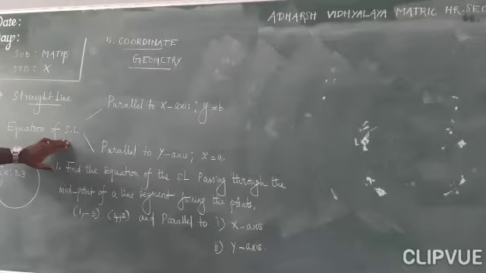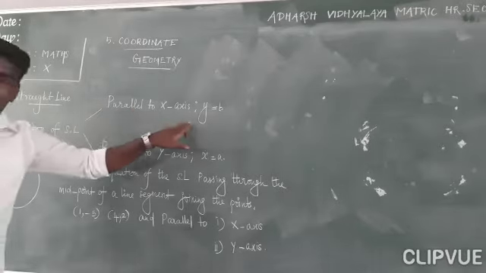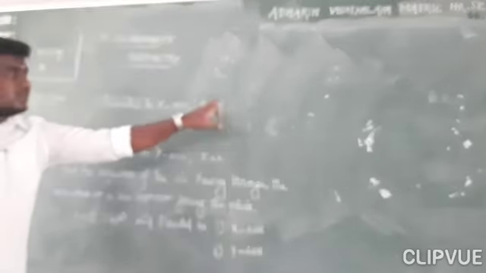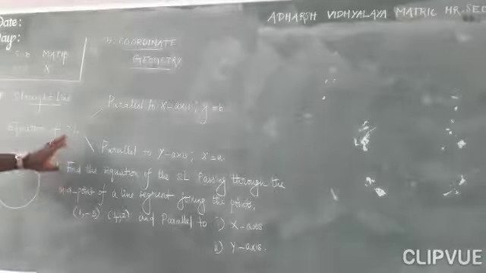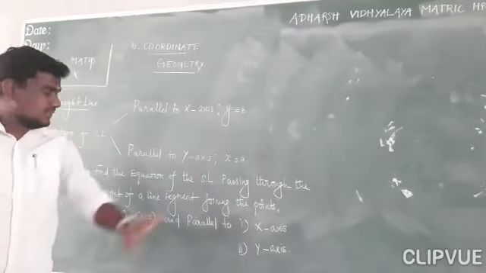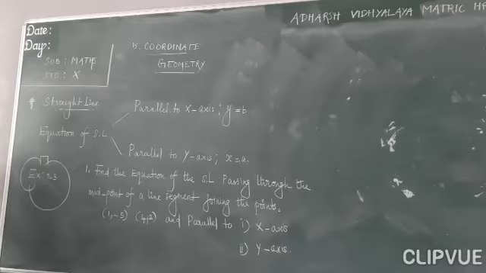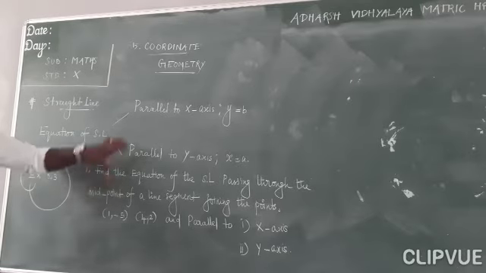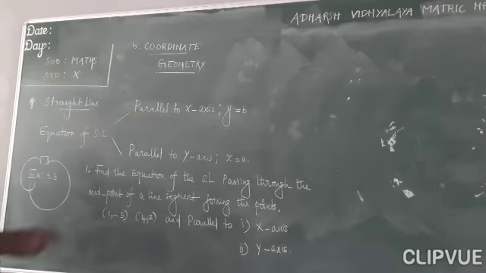See, the equation of a straight line which is parallel to the x-axis has the formula y is equal to b, where b is the constant term. Parallel to the y-axis means x is equal to a, where a is the constant. Exercise number 5.3, the first question. This question is related to this topic, so now we are going to discuss this.